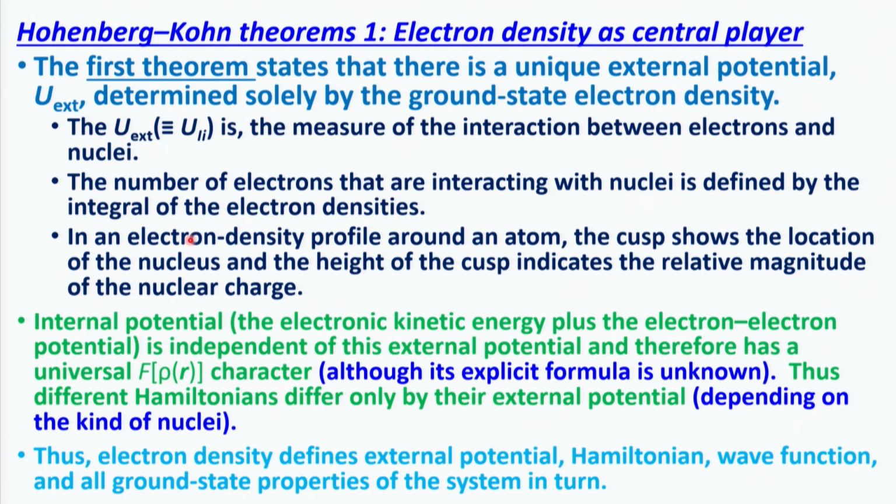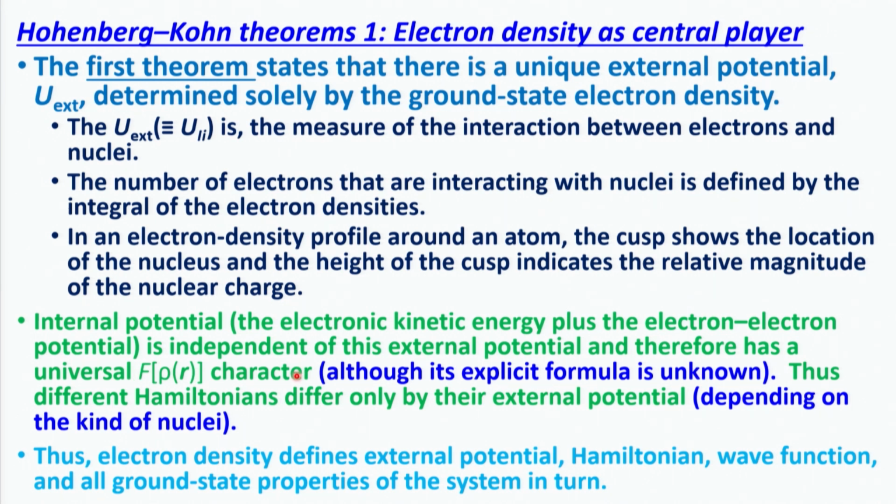In an electron density profile around an atom, the profile will be different near the atoms and where the atom is not there. The cusp shows the location of the nuclei, and the height of this cusp indicates the relative magnitude of the nuclear charge. So the cusp and its height give you the nature of the nuclei. The internal potential, the electronic kinetic energy plus the electron potential, is independent of this external potential, and therefore has a universal character.